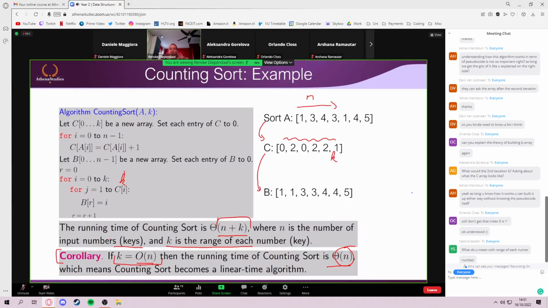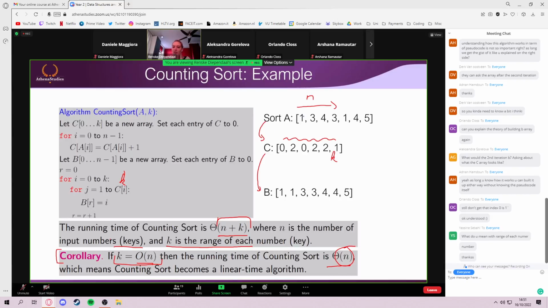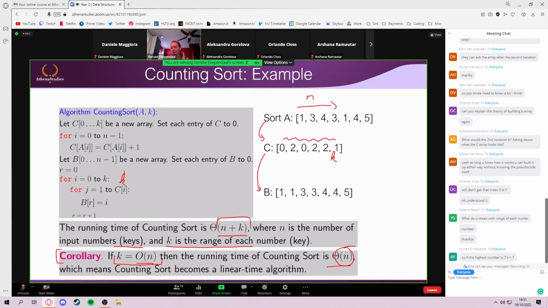Yeah, the range of each number. I copied this from the slides. Shh, don't tell. But this is just the highest number that you have in there, basically. So over here we have numbers from 0 to 5. That is going to be your range. So k is 5, basically. Yeah, exactly.